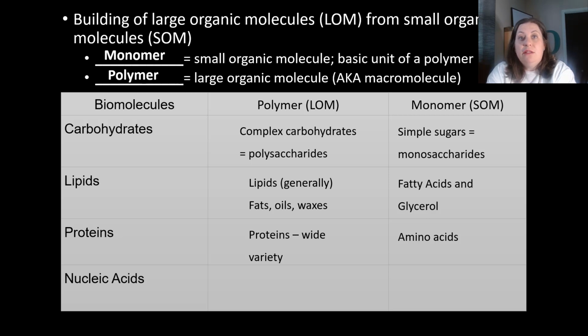The last one here are the nucleic acids. When we put them big together, we still call them nucleic acids, and these are going to be things like DNA and RNA. Okay, and DNA and RNA are really important to living things in cells. But the building block for DNA and RNA are the nucleotides. Okay, so nucleotides are the building blocks of nucleic acids.